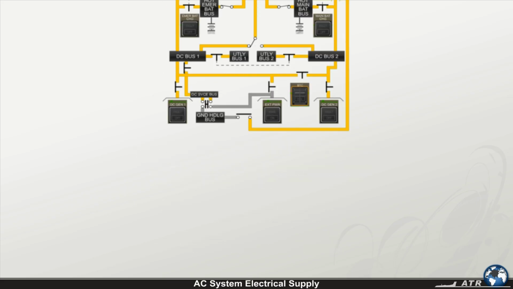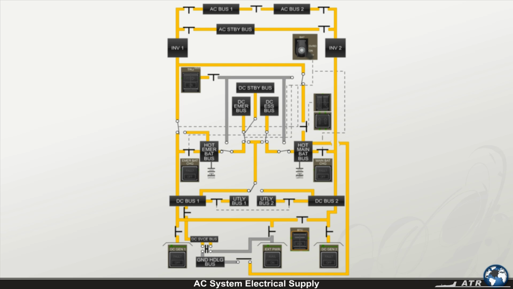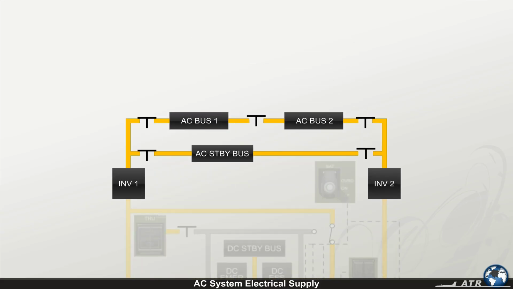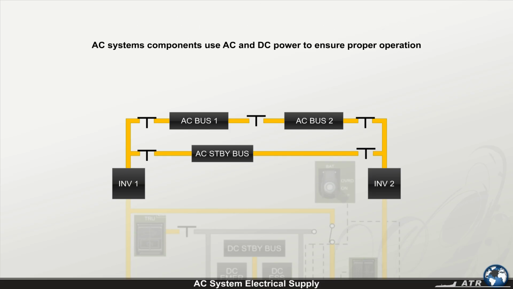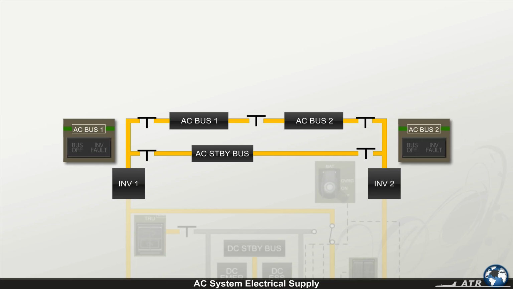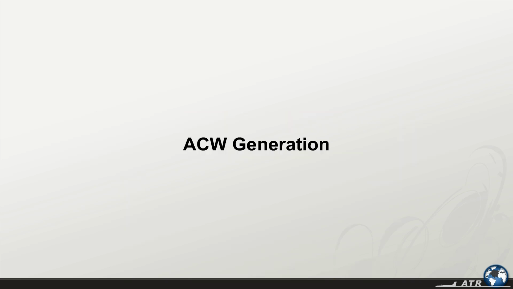The ATR 72 components, controls, and indications responsible for the generation and distribution of the AC constant frequency power also need electrical power to perform their job. In contrast to the DC system, the AC system's components use both AC and DC power to ensure proper operation. See and hear now, by rolling over the highlighted elements, how some of them are electrically supplied. For a complete list, refer to the FCOM 1 electrical system.